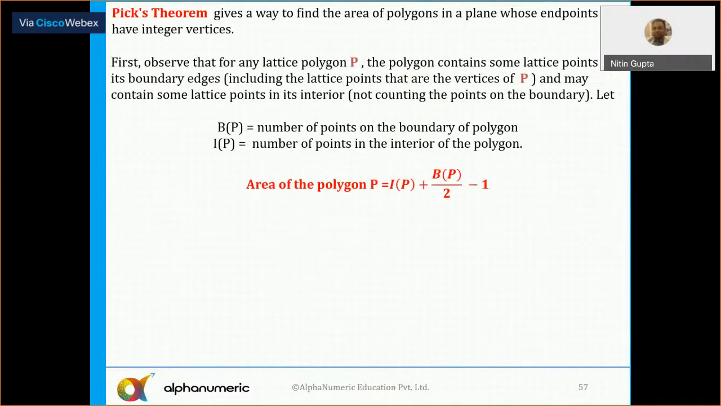Now, this is the formula which you can use to find the number of integral points inside any figure. The area of the polygon is equal to the integral points inside the region plus the number of points on the boundary by 2, minus 1. So the area of the polygon is always equal to integral points inside the region plus boundary points by 2 minus 1.